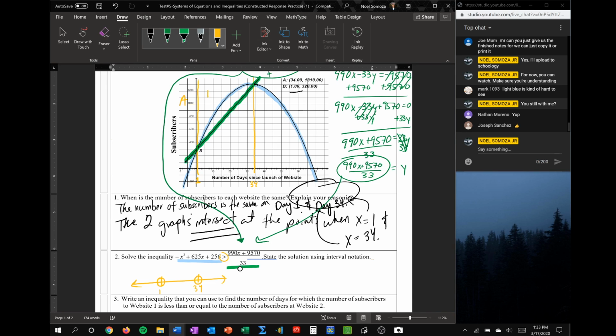You have section A, section B, and section C. Where do you see that blue is greater than green? It happens in section B. So you can go ahead and shade that middle section.